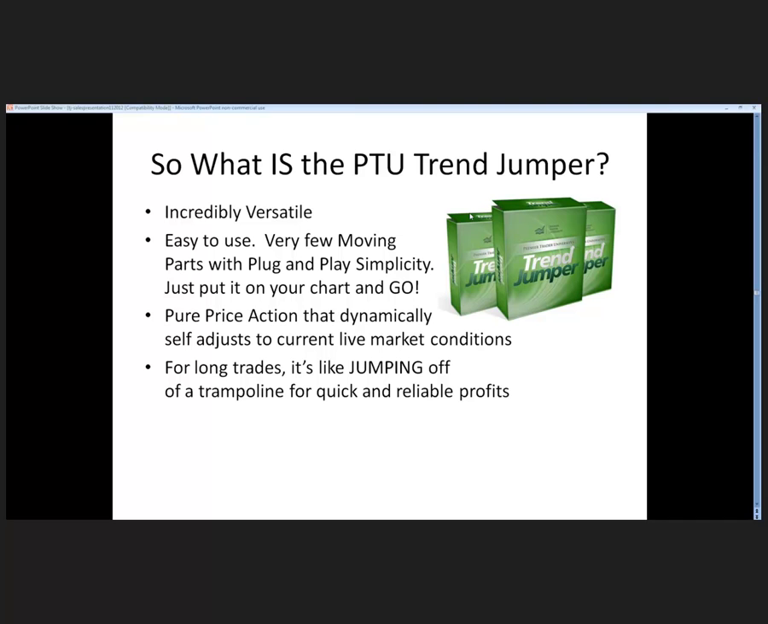You have to have a system, and your systems have to be dynamic to ever-evolving market conditions. So the way to think about it: when you buy, which is what a long trade is, it's like jumping off of a trampoline for quick and reliable profits. And short trades, I like how TJ put this, it's more like jumping out of an airplane. So just think about the momentum in the other direction. That's what the Trend Jumper is all about.